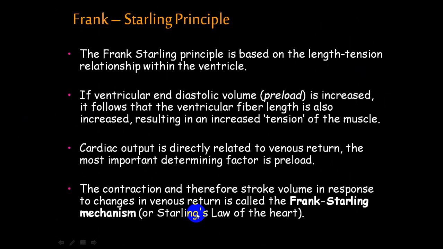The Frank-Starling principle is based on the length-tension relation within the ventricle. When length increases, tension increases. When volume increases, contraction increases, and stroke volume and cardiac output increase. If the ventricular diastolic volume, the preload, is increased, it follows that ventricular fiber length is also increased, so sarcomere length increases. As we know, with more distance between the Z zones, the result is increased tension of the muscles. Cardiac output is directly related to venous return, and the most important determining factor, as we said, is the preload. So the change in contraction, and therefore stroke volume, in response to a change in venous return is called the Frank-Starling mechanism or law.